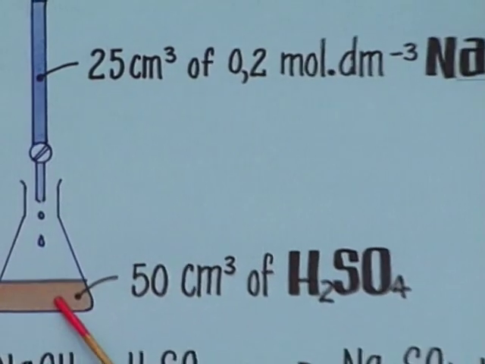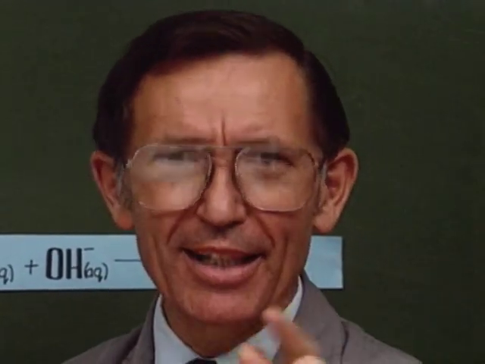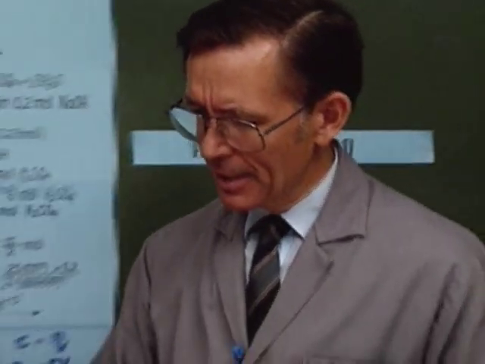And what do you mean by the end point, sir? Here, the end point in any titration is that point where the color of the indicator just changes. In other words, after we've added equivalent amounts of the acid and the base. Let us do the experiment.